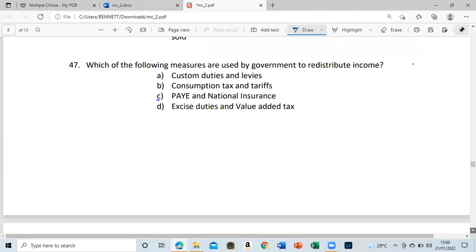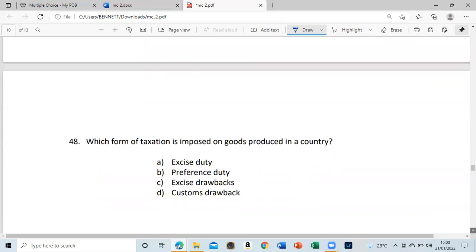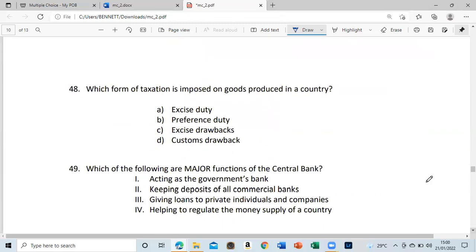For the last 10, let's go. 48. Which form of taxation is imposed on goods produced in a country? Is it A, excise duty, B, preference duty, C, excise drawback, or D, customs drawback? It is A, excise duty.